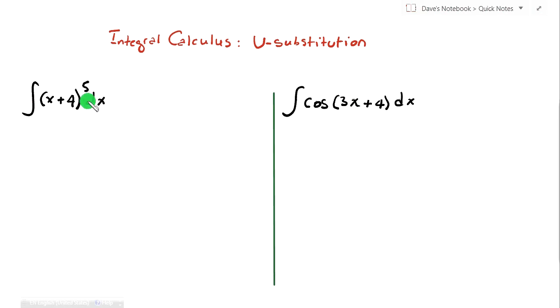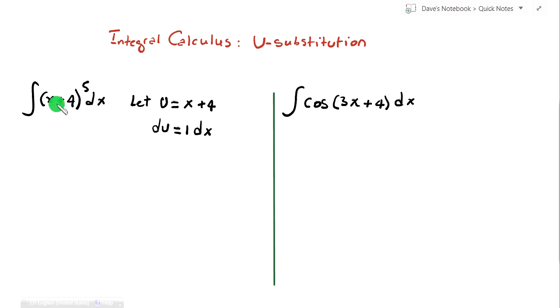So we will start with this first one here by letting u be x plus 4. And then we can compute the differential of u. We can let u be x plus 4, this term right here, and then we can compute the differential of u, and differentiating u here will give us 1 times dx.